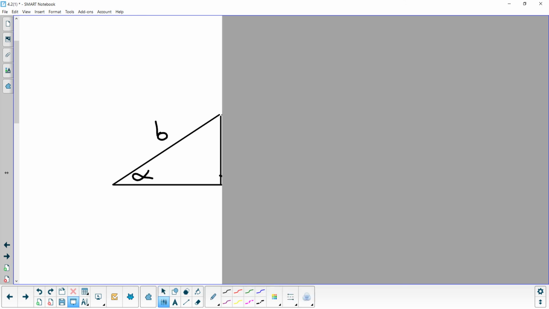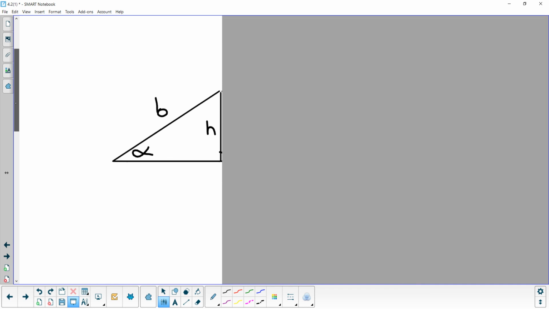And let's call this side H for height, not for hypotenuse, so it can be a little confusing, but H for height. That's also called the altitude of the triangle, but if I call it A, that's also going to be confusing because I already used A as another letter. So let's just stick with H. All right.